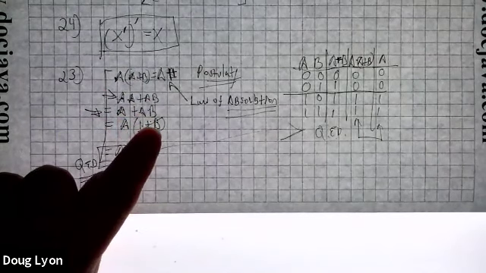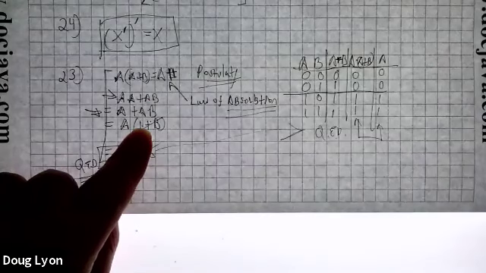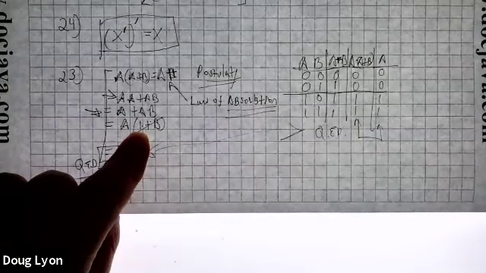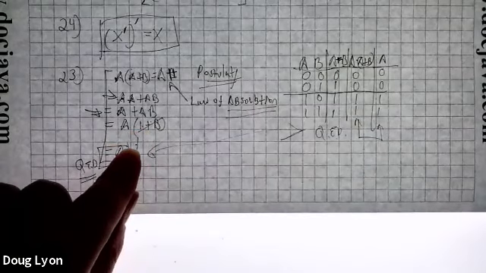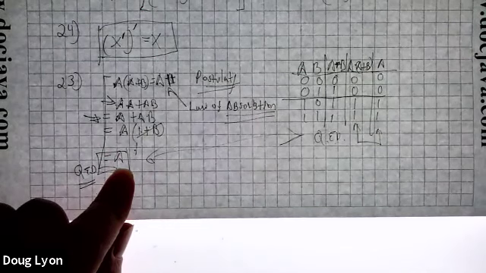1 ORed with anything is equal to 1. This is like having switches in parallel. Doesn't matter which switch is on. If one of them is on, the output will be on. And therefore, it's A times 1, and A times 1 is equal to A. So the answer is A. And so that's the proof of the law of absorption.